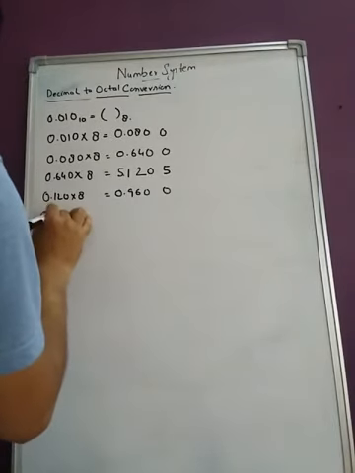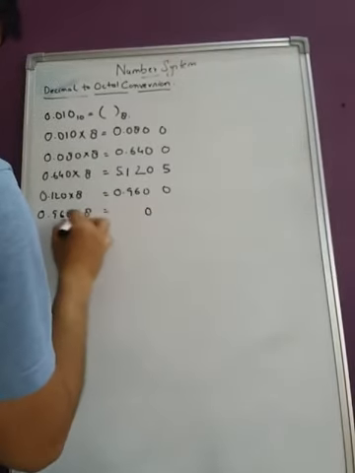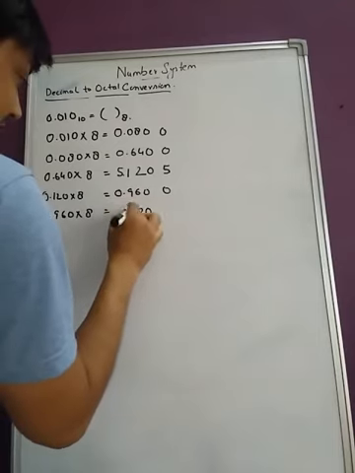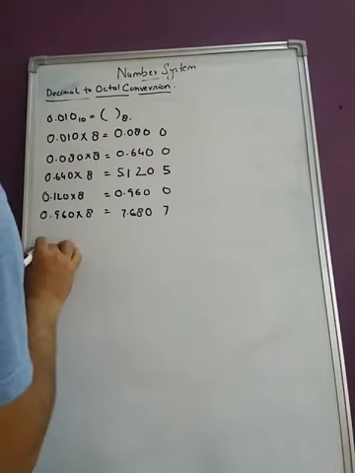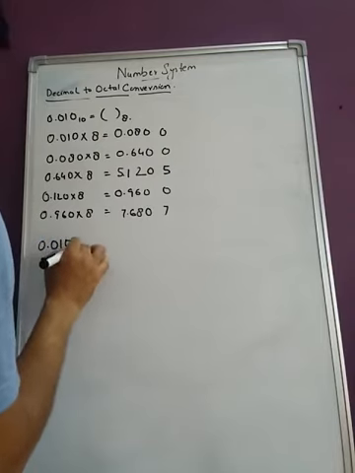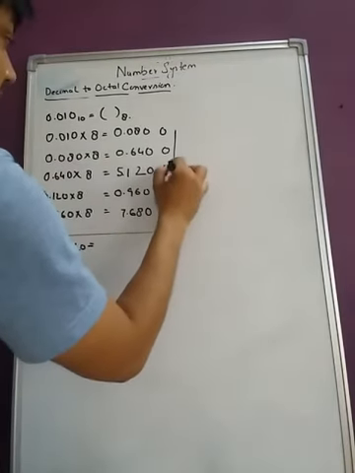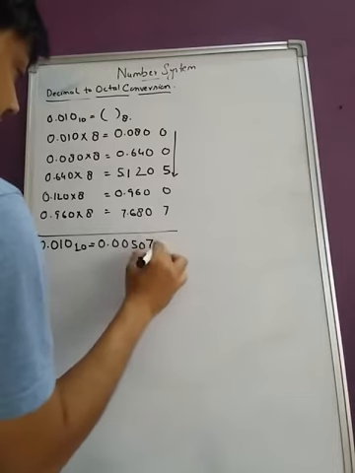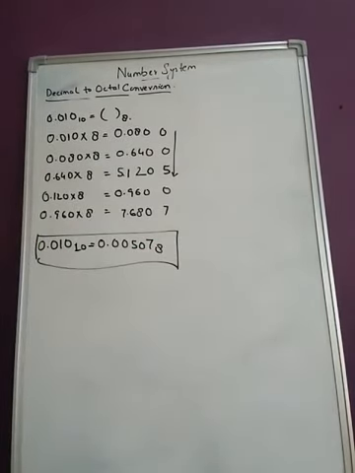Let's calculate it for one more place. 0.960 into 8 will be equal to 0. 8 6s are 48, and 4, 76, 7 will be the remainder on the side. Okay, so for that value, the answer, we will write from upside down now, 0.00507 base 8. So this is the first question.